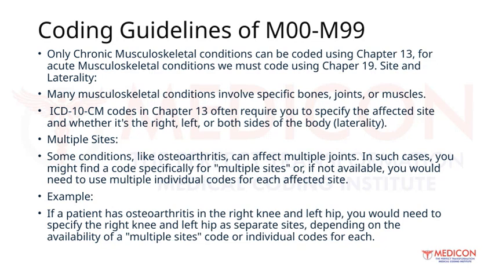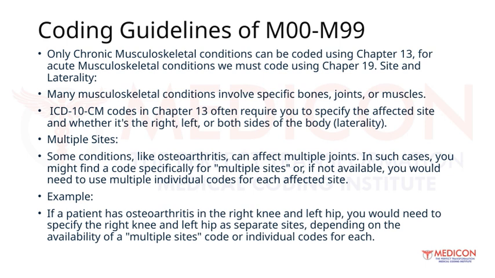In this final slide, we're focusing on the coding guidelines for M00 through M99, specifically for chronic musculoskeletal conditions. It's important to remember that only chronic conditions within this chapter can be coded here. For acute musculoskeletal conditions, we need to use Chapter 19 instead.